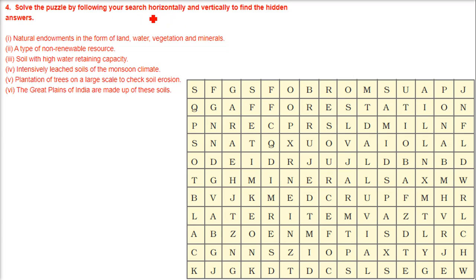Solve the puzzle by following your search horizontally and vertically to find the hidden answers. Natural endowments in the form of land, water, vegetation and minerals. So what is the answer? The answer is resources. This is the resources, or resource you can answer.